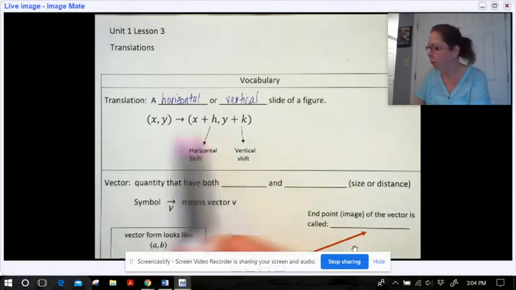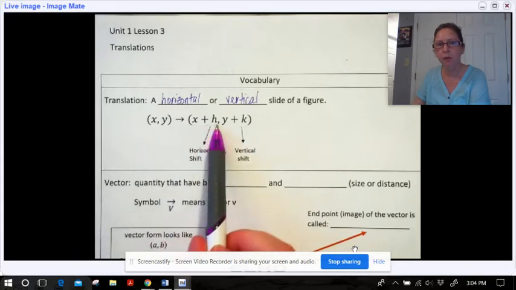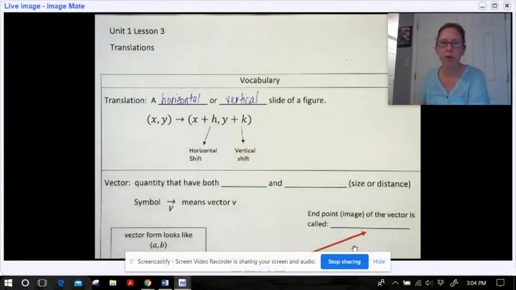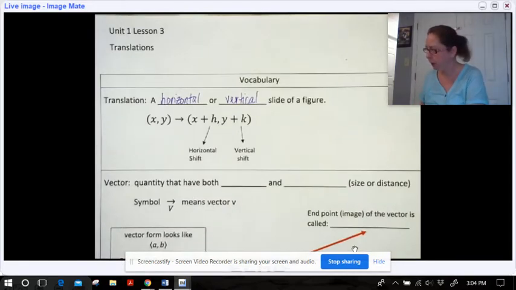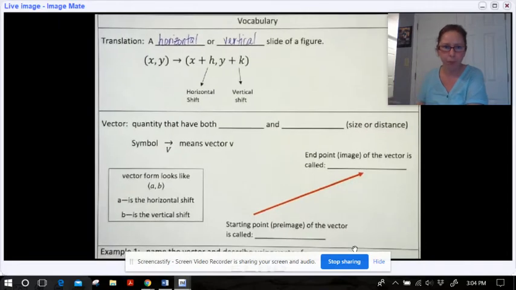This is what it will look like. This is the original point. This will represent the shift or the slide of the figure. Let's do a little bit more vocabulary before we do an example.